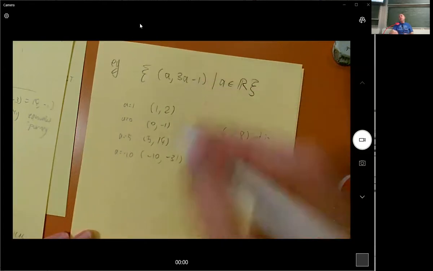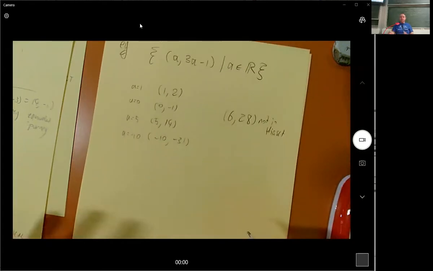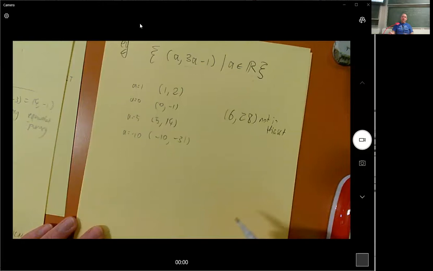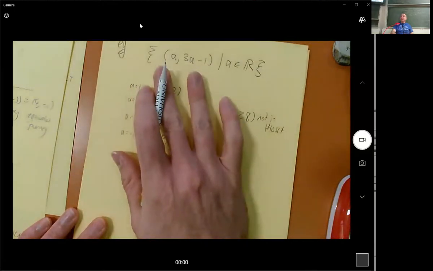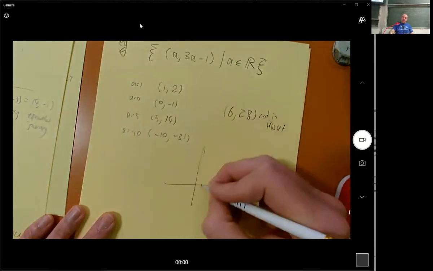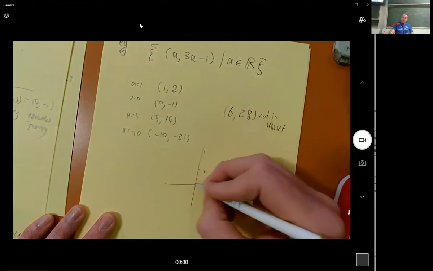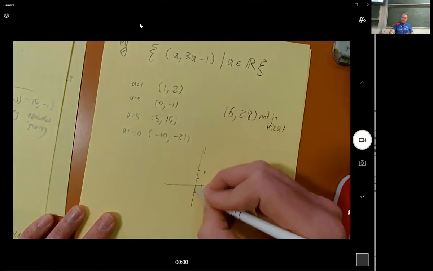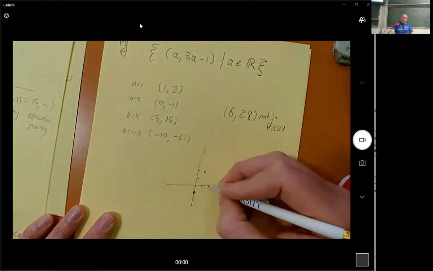This set is a line, by the way, just so you know. It's not the traditional way of creating a line, but it is a line. I know it's a line because 1, 2, 0, -1, 5, 14.